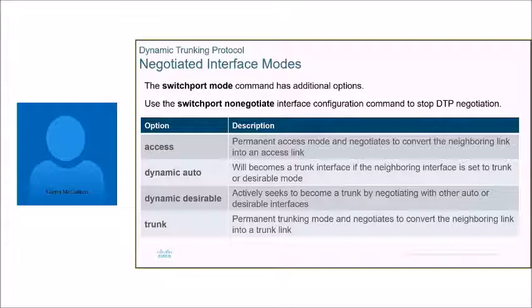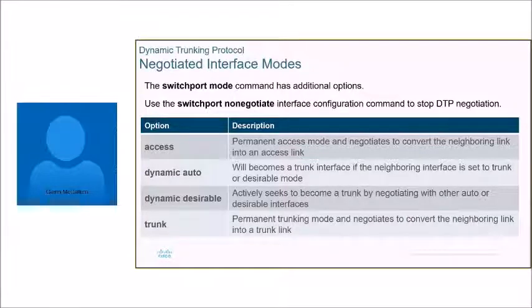It sort of doesn't care. I'll be it or I won't be it. While the last two do certainly want it to be a trunk. And so instead of dynamic auto, if you set it to dynamic desirable, it means, hey, this port wants this to be a trunk. And so if the other end is auto, it will say, all right, fine, I don't care. So if you want to be a trunk, I'll be a trunk.